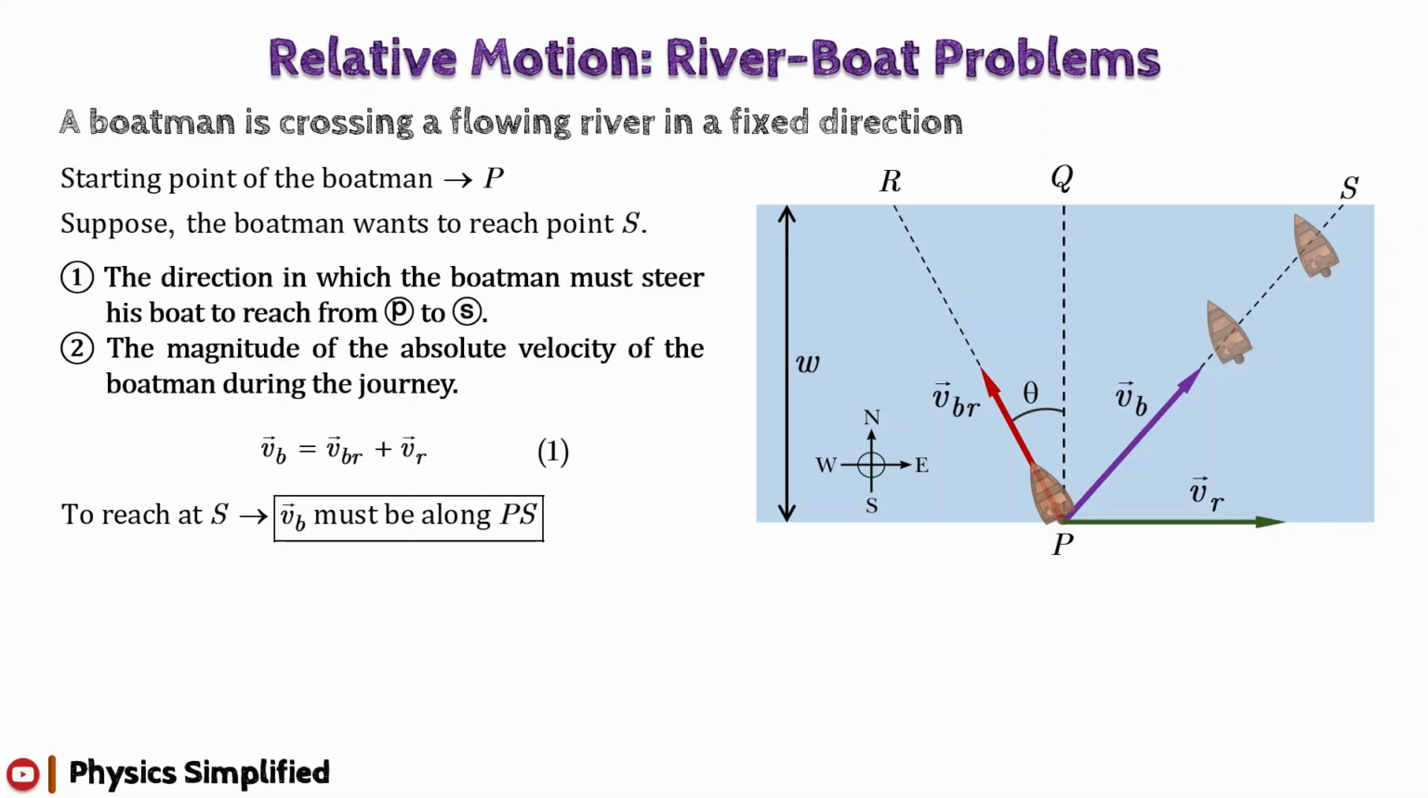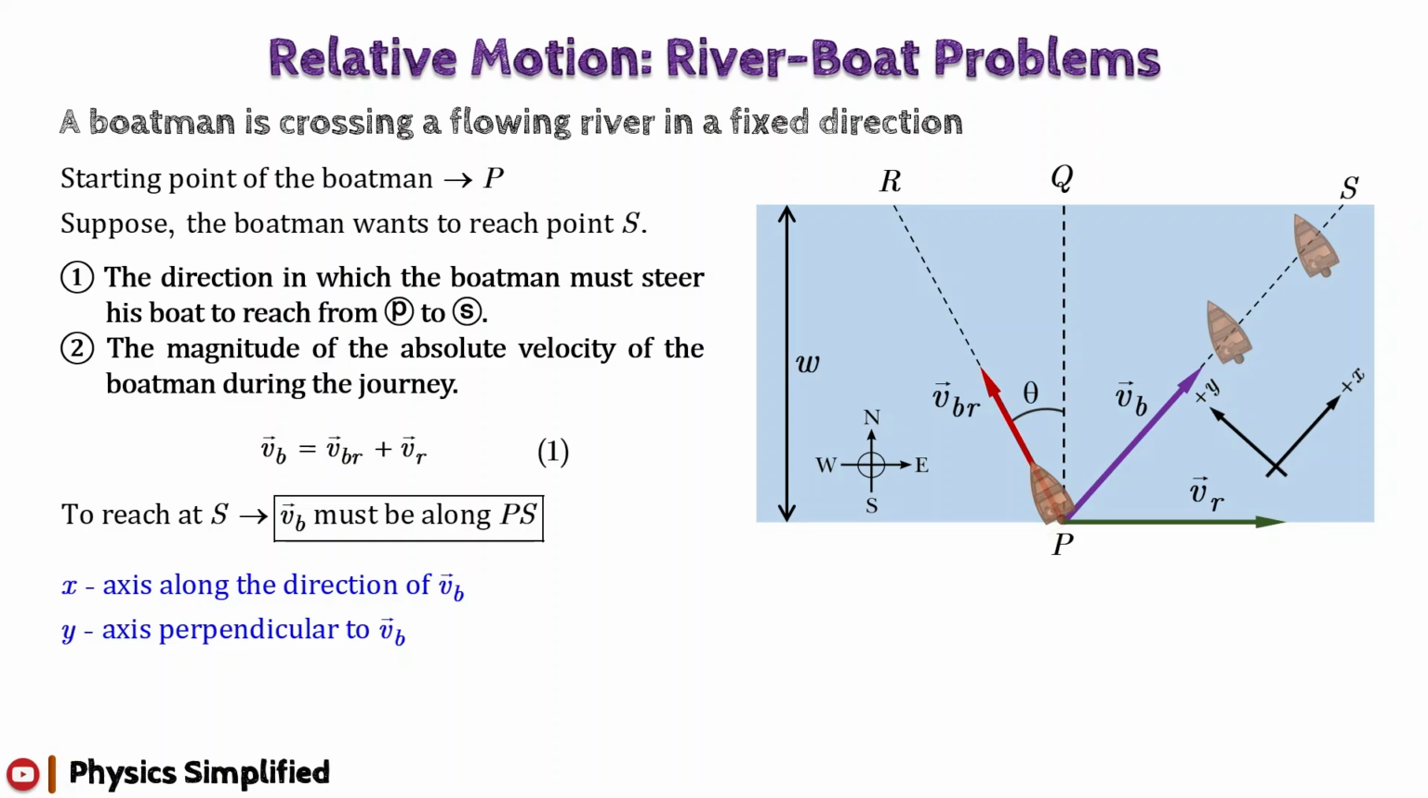Now, to make calculations simple, we consider the positive x-axis along vector v_b and positive y-axis perpendicular to it, as shown in the figure. We also consider vector v_br makes an angle beta with vector v_r, and vector v_b makes an angle alpha with vector v_r. Let us now find the x and y components of all the terms of equation number 1. Since vector v_b is along x-axis, hence v_bx is equal to v_b and v_by is equal to 0.